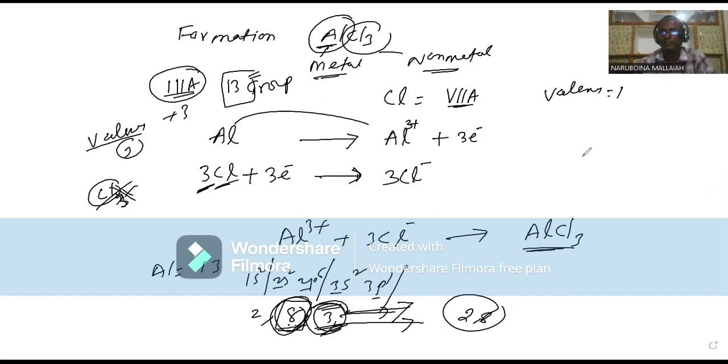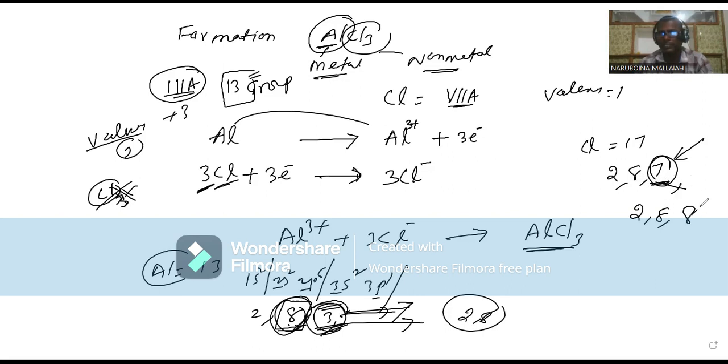What about chlorine? Already we discussed. Chlorine, atomic number 17. So we write 2, 8, 7. In its outermost orbit, we have 7 electrons. It requires one more electron to complete the octet. So it must have 8 electrons. So 1 is needed. It takes from aluminum, 3 chlorine atoms each take 1 electron from aluminum. Okay. Now it got 2, 8, 8. This 7 becomes 8 by taking 1 electron. 2 plus 8, 10, 10 plus 8, 18. This is the configuration of argon.